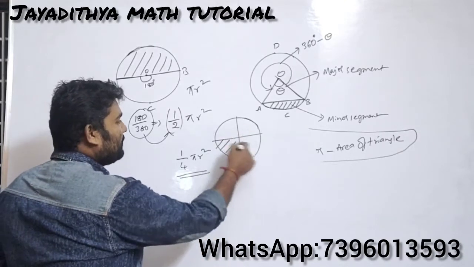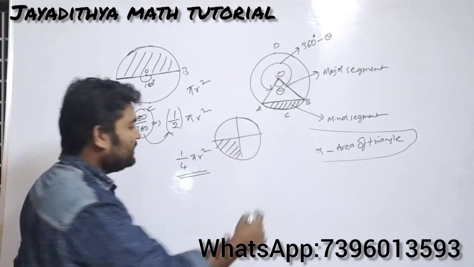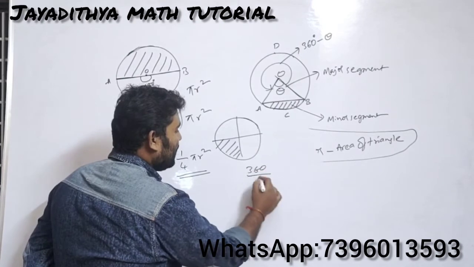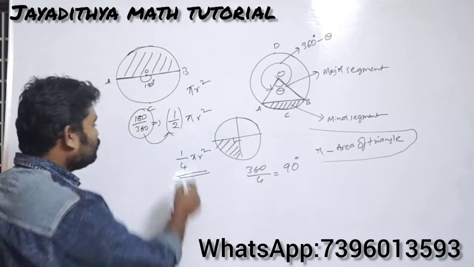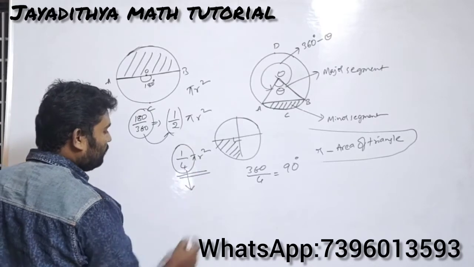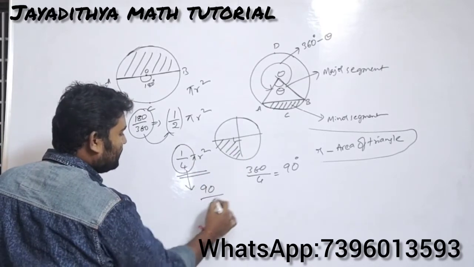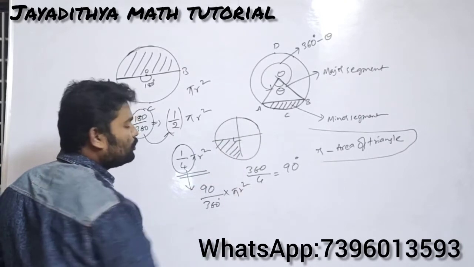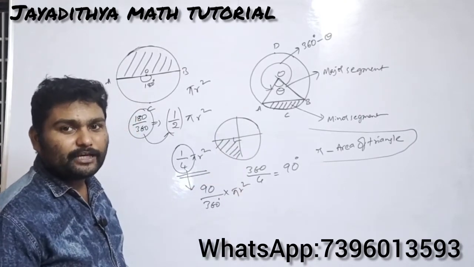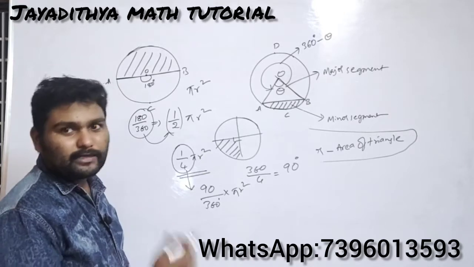If you observe here, this complete angle will be 360 degrees, and 360 degrees is divided by 4 parts, so that is nothing but 90 degrees. Here the angle will be 90 degrees. So how did you get 1 by 4 here? You got 1 by 4 as 90 degrees by 360 degrees into pi r square. So you are finding the fraction of a circle, part of a circle.